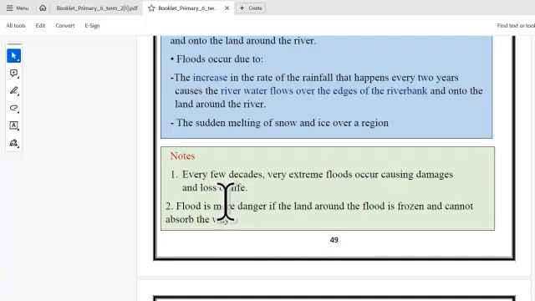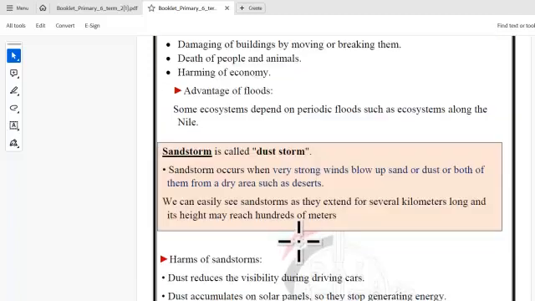Note: every few decades very extreme floods occur, causing damage and loss of life. Flood is more dangerous if the land around the flood is frozen and cannot absorb the water. Harms: damaging of buildings by moving or breaking them, death of people and animals, harming of the economy. Advantage of flood: some ecosystems depend on floods, such as the ecosystem along the Nile.